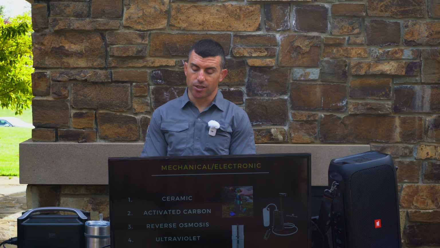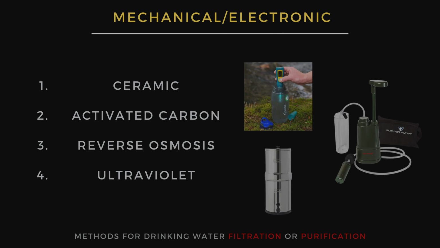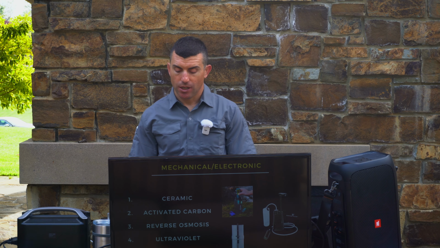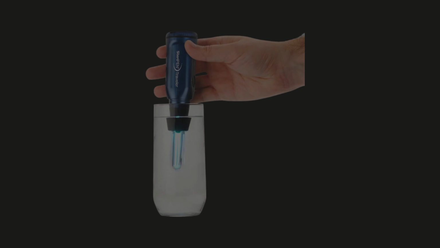So devices such as the SteriPen utilize a UV light bulb to emit UV light. This type of ultraviolet light has a specific wavelength, typically around 254 nanometers, that is highly effective at disrupting the DNA and RNA of microorganisms. By damaging their genetic material, UV light prevents pathogens from reproducing and causing an infection.